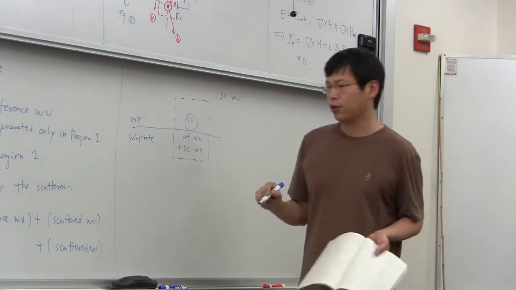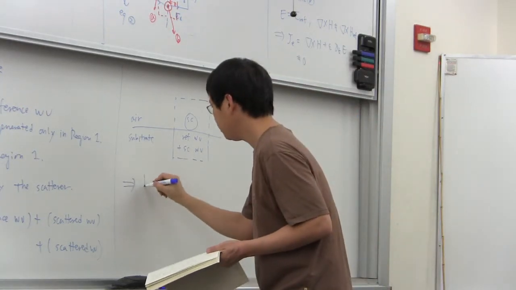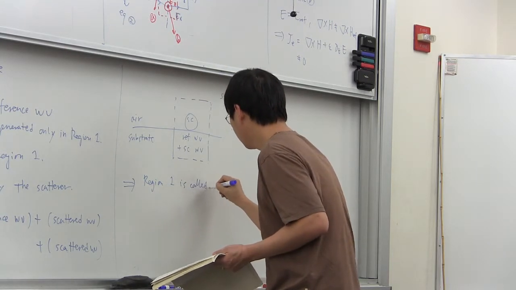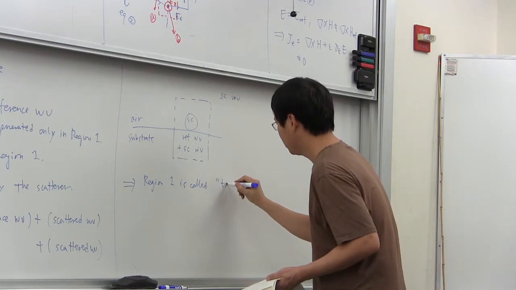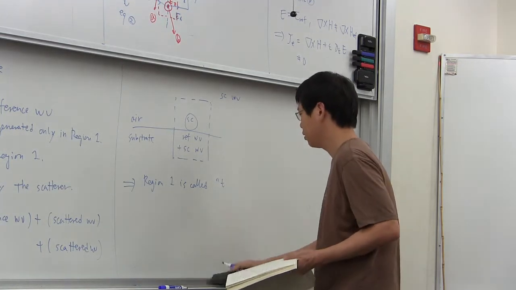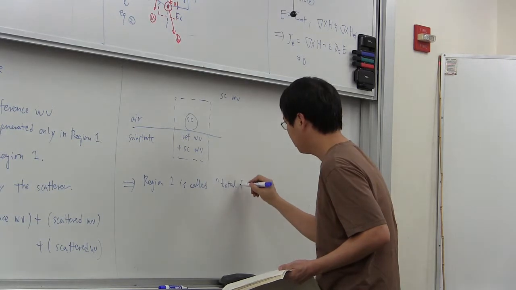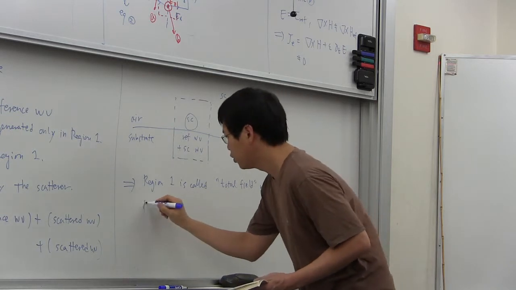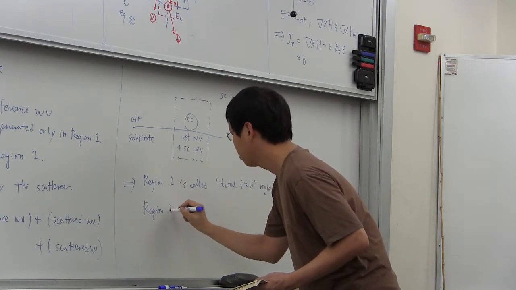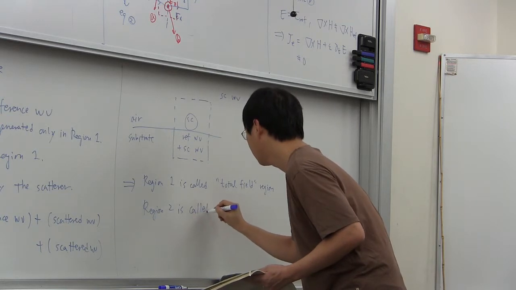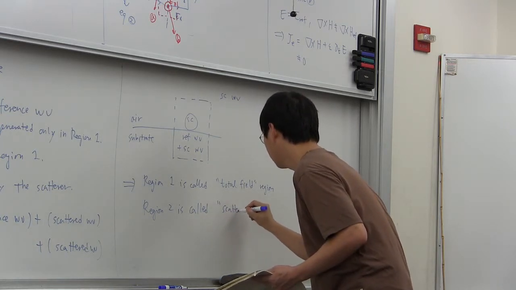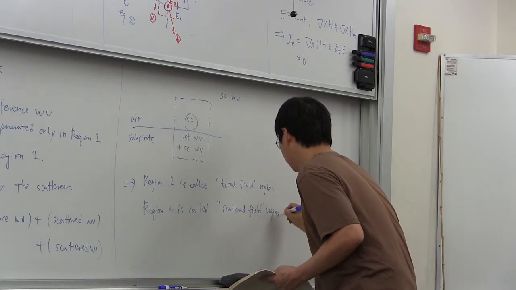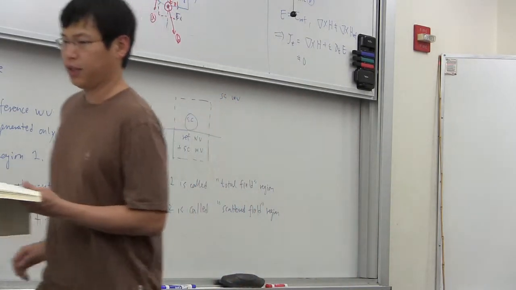So region 1 is called the total field region. And region 2 is called the scatter field region. Okay.